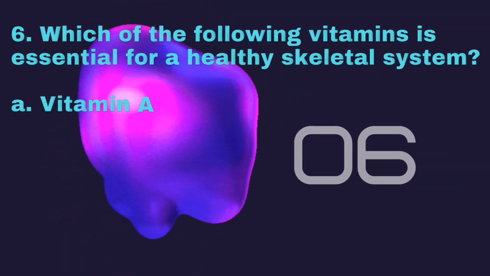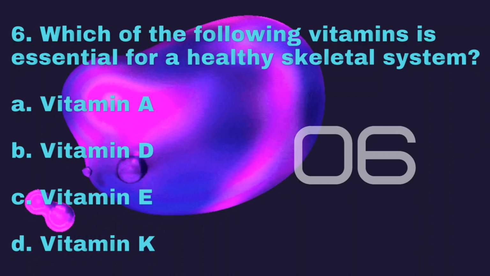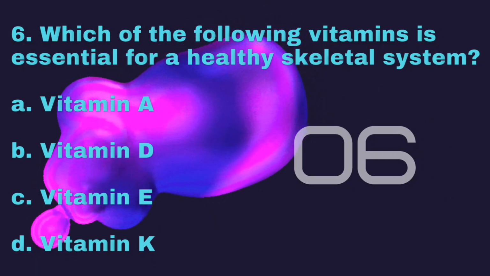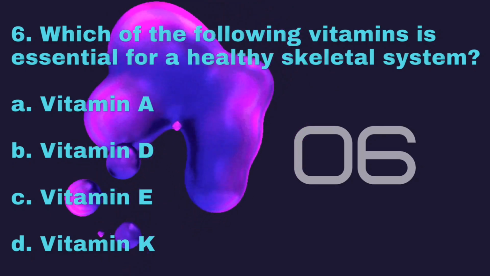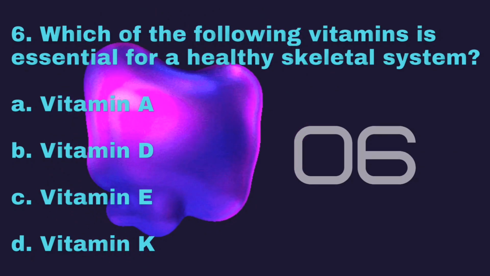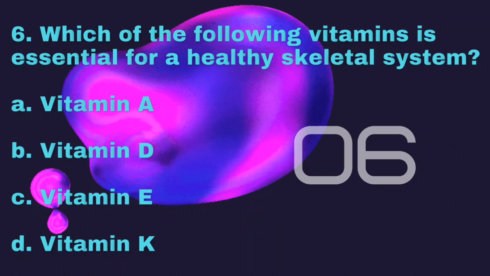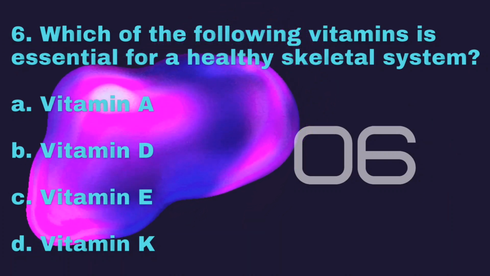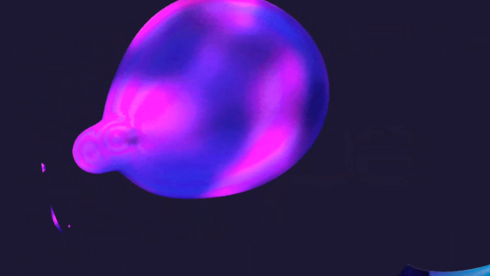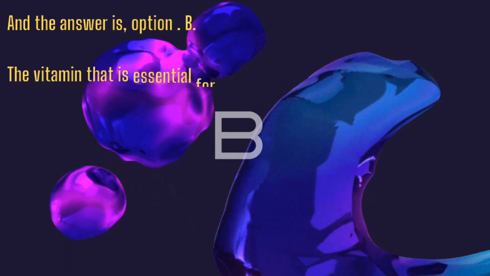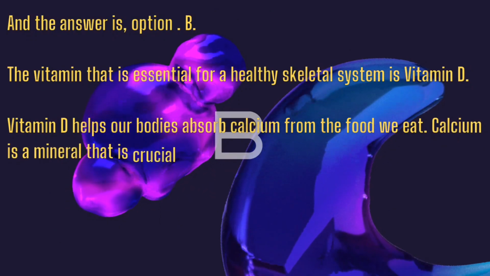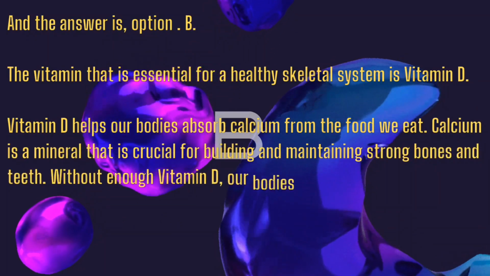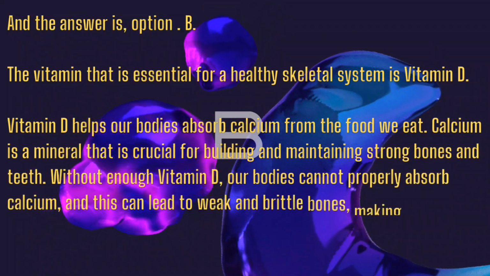Which of the following vitamins is essential for a healthy skeletal system? A. Vitamin A, B. Vitamin D, C. Vitamin E, D. Vitamin K. And the answer is option B. The vitamin that is essential for a healthy skeletal system is vitamin D.